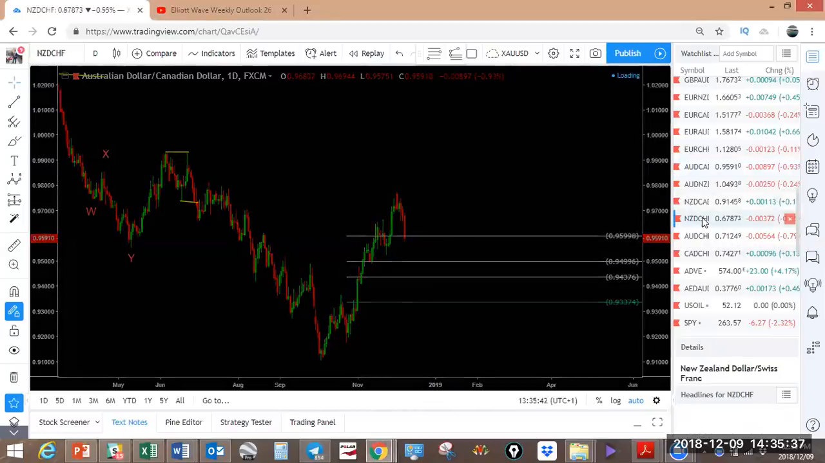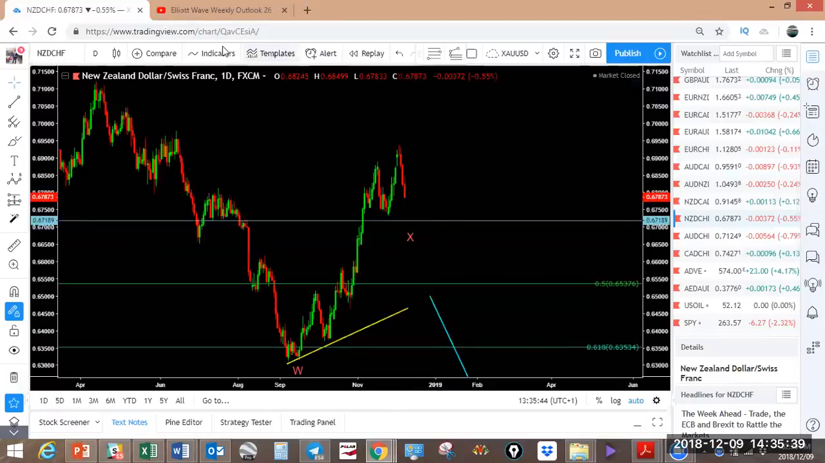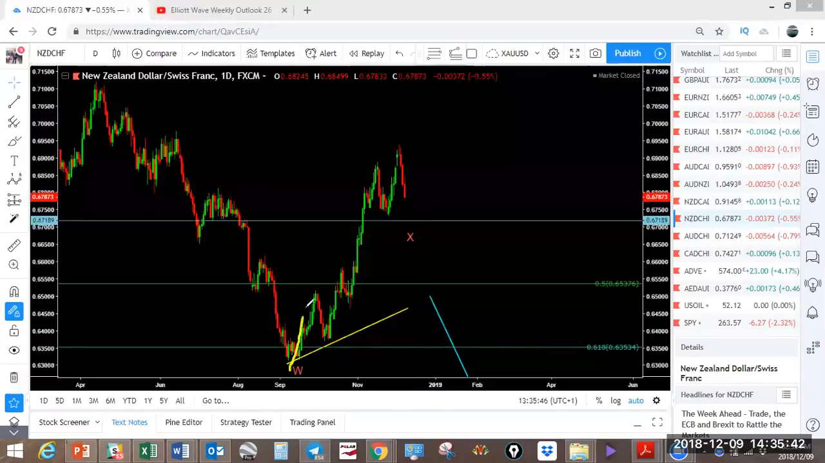Let's look at New Zealand Chief. There's a number of them. Yeah, exactly. All of these pairs, go to last week's video, we spoke about these 3-wave moves and that they're going to come to an end with a correction. And exactly as forecasted, that's how it's playing out.